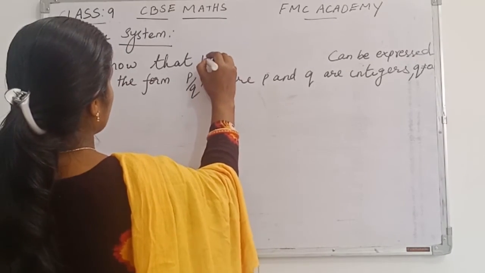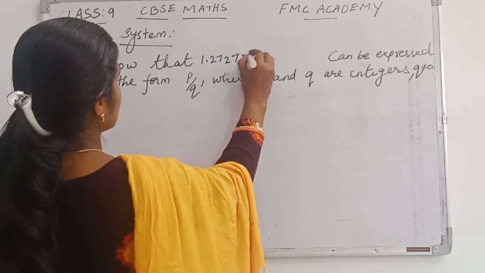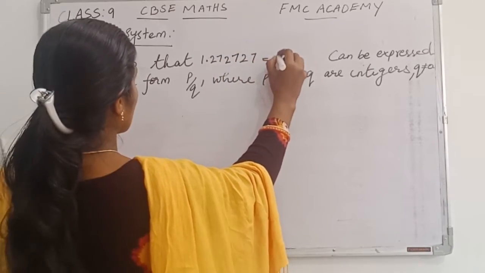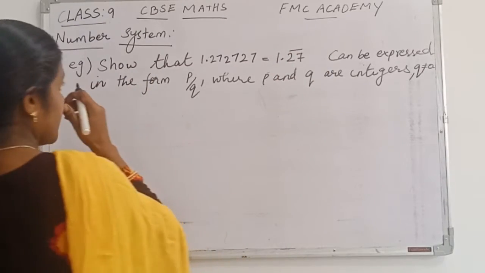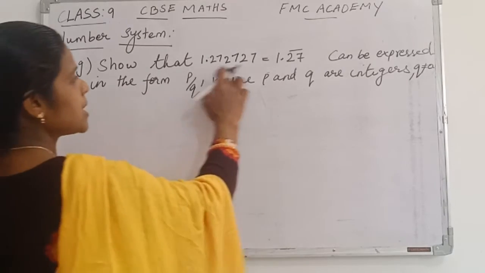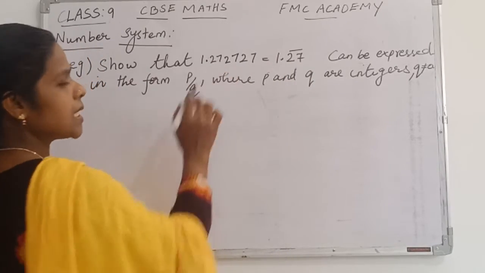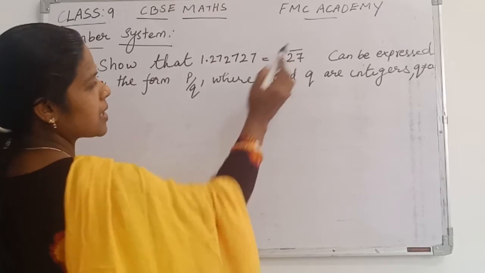Show that 1.272727..., which is equal to 1.̅2̅7̅, can be expressed in the form of p by q. Same thing, only the number is different. In the number, two digits are repeating, that is 27, right? That's why the bar symbol is given on 27.